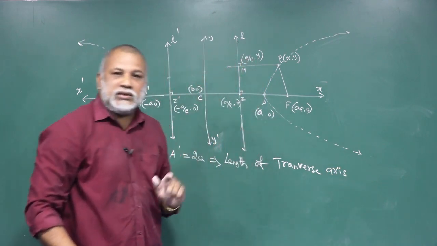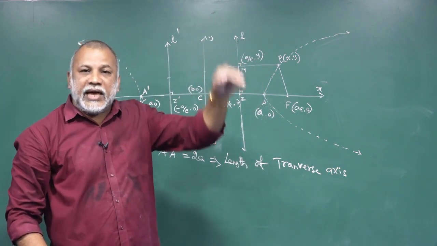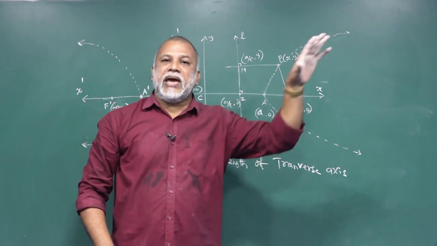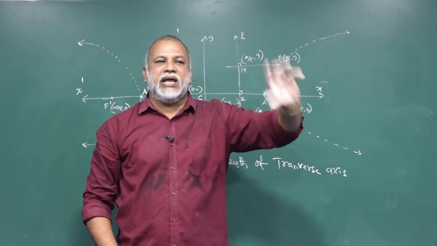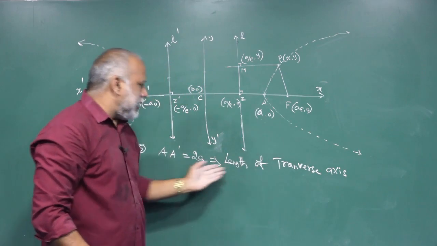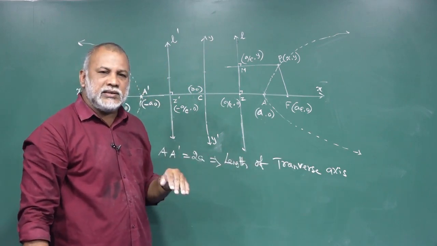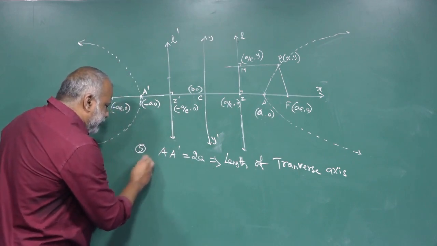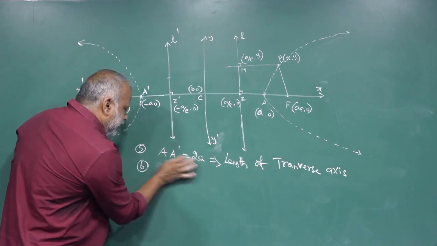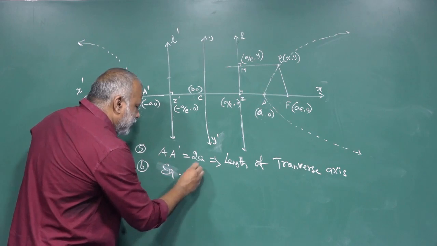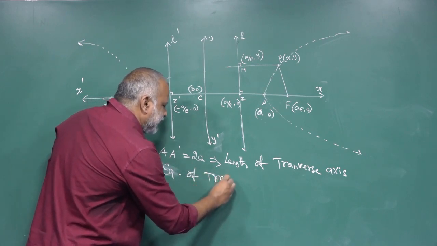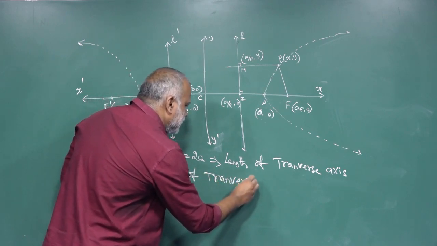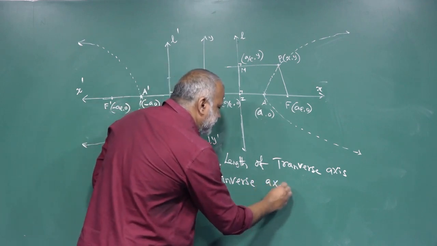But in your ellipse, what is the name of A dash equal to 2A? There you are saying length of the major. The word is major, minor in your ellipse. But here, length of transverse axis. Now what is the equation of transverse axis? Now that is result number 6. Equation of transverse axis.